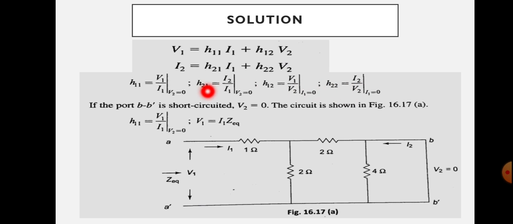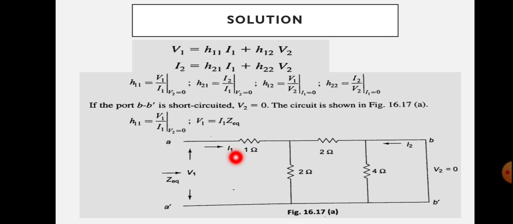Next, you have to start doing the problem. For that, first of all, you are taking this equation, that is H11 equal to V1 by I1 at V2 equal to 0. What is its meaning? We are short circuiting the port 2 dash. That is its meaning, right? So we are drawing the circuit which is given in the question, and we are short circuiting BB dash terminals and marking V2 equal to 0 here. So by using this circuit, we have to find out this H11 parameter.